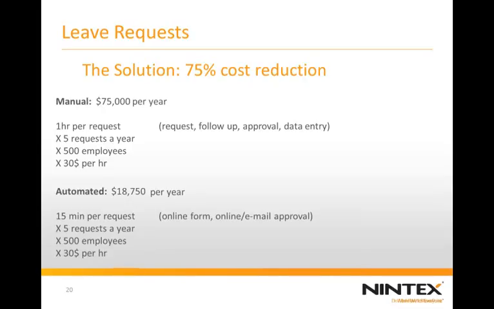And if we automate that, your 1 hour per request goes down to about 15 minutes. Basically, all that's happening is that users are filling out an online form that is only a few fields in length, and the manager approves or rejects it using the same online system. And if it does go down to 15 minutes, we're looking at under 20 grand now. So it's a 75% reduction in just that one business process cost.